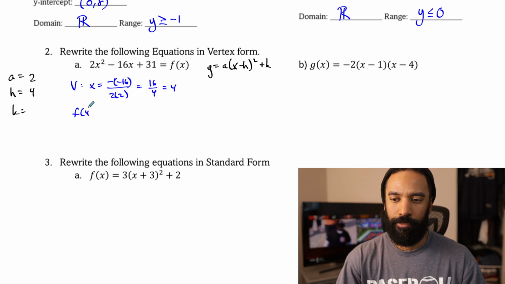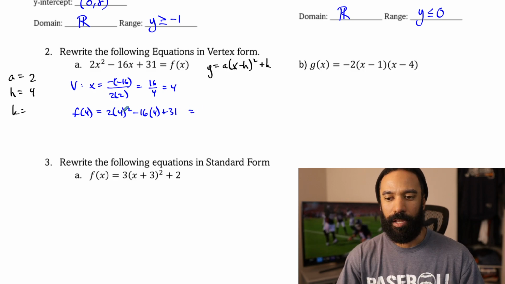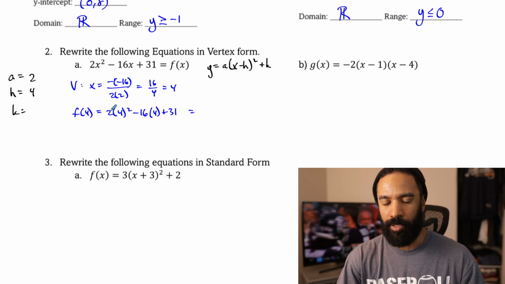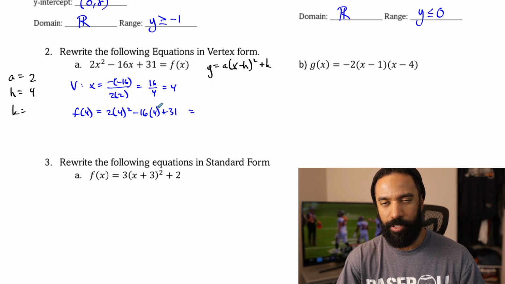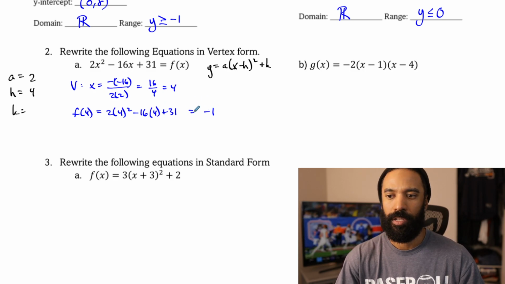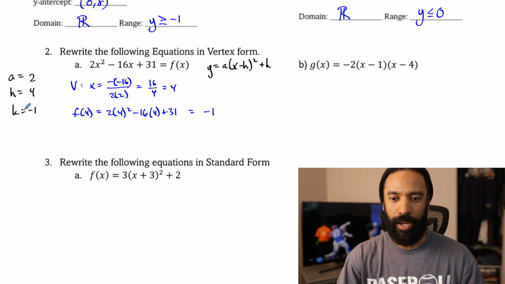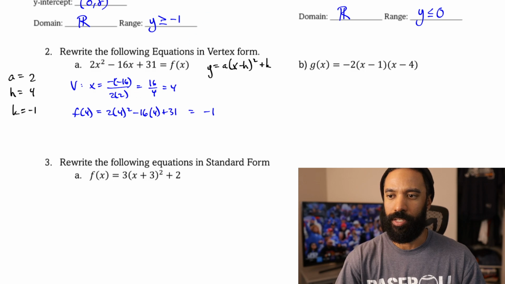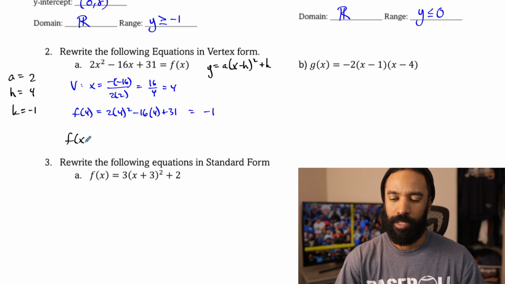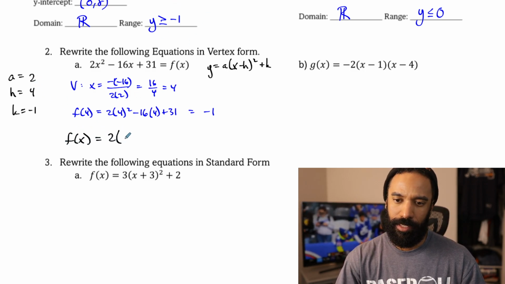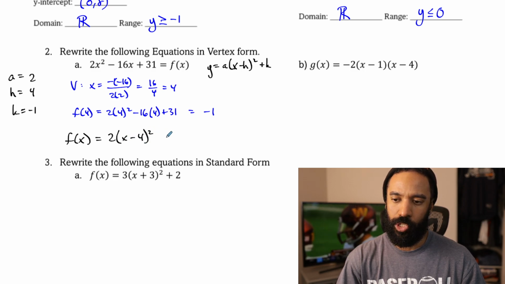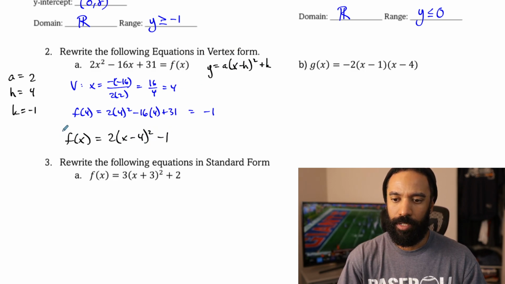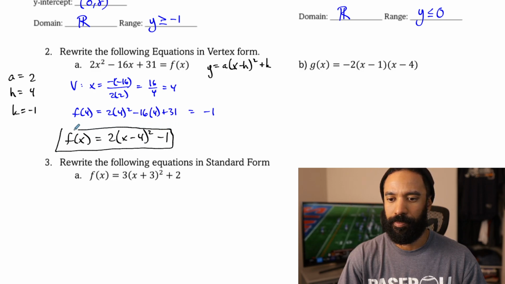K is based on substituting 4 into here. So f of 4 is going to be 2 times 4 squared minus 16 times 4 plus 31. I'm going to just be quick with this. 16 doubled is 32, minus 64 is negative 32, plus 31 is negative 1. So the k value is negative 1. So we have our a, h, and k for the vertex. We'll write it in this form here. This is going to now say f of x equals a times x minus h quantity squared plus k, which is minus 1. There's your vertex form version of this.